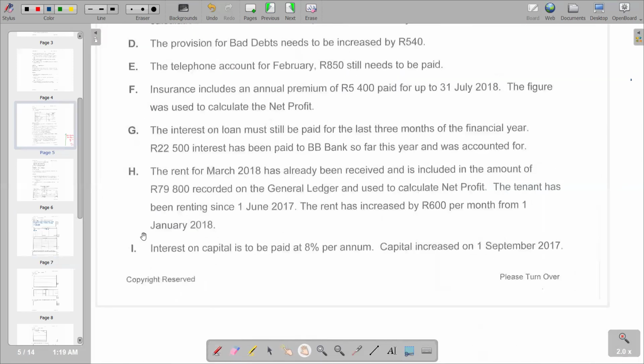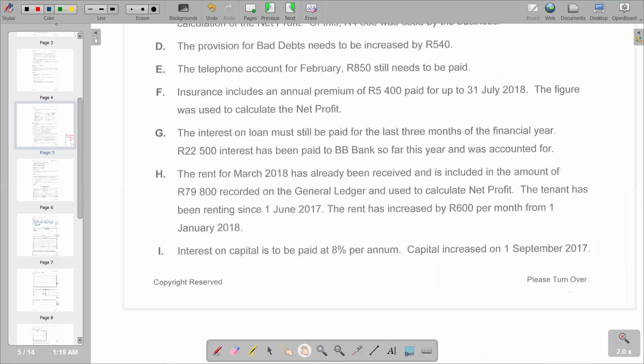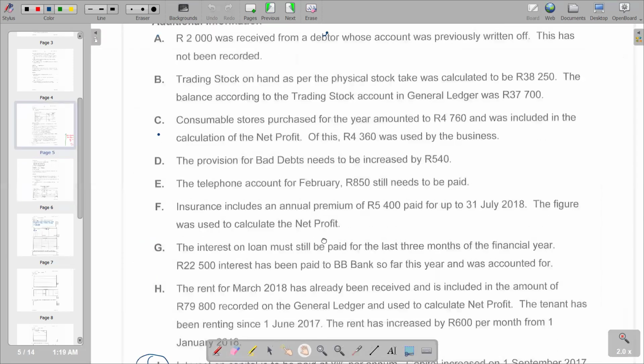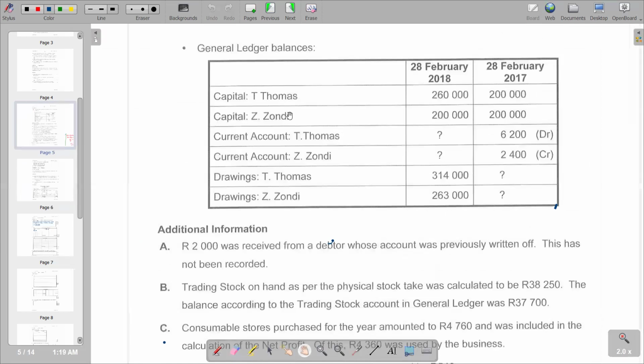We see that on item I, interest on capital is to be paid at 8% per annum. Our capital increased on 1 September 2017. So we check the capital balances. We can refer back to check them. We only want Thomas, since we are preparing the current account for Thomas only. At the beginning, it was 200,000, that is 28 February 2017. Then at the end, it was 260,000. So the capital balance increased during the period by 60,000.